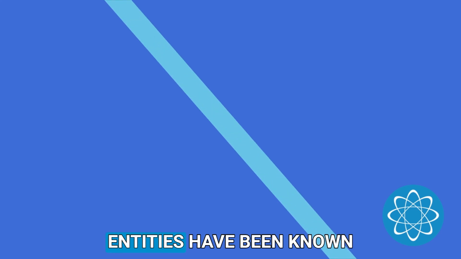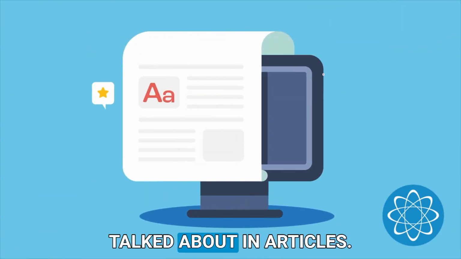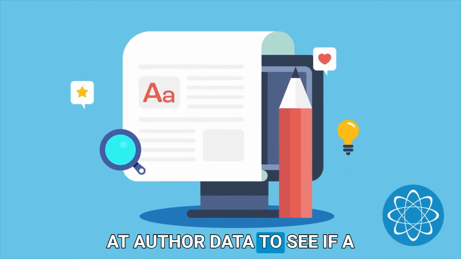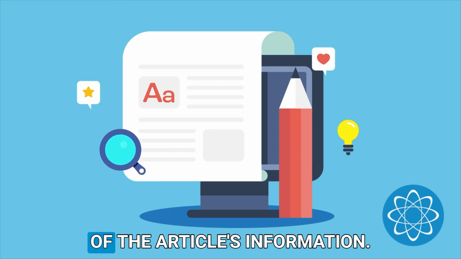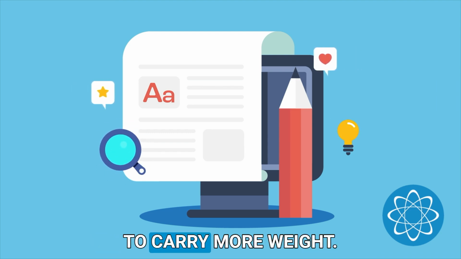Entities have been known to be an important part of Google's ability to understand what is being talked about in articles. What you may not have known is the algorithm is looking at author data to see if a known entity is the source of the article's information. High-profile entities authoring content appear to carry more weight.